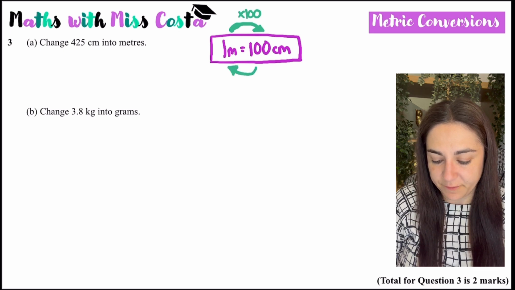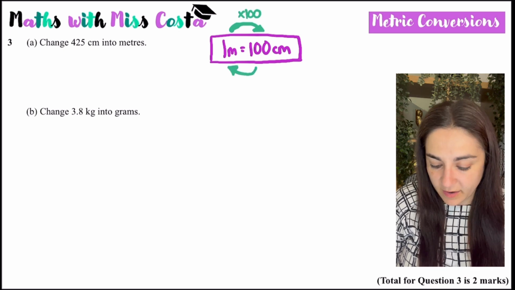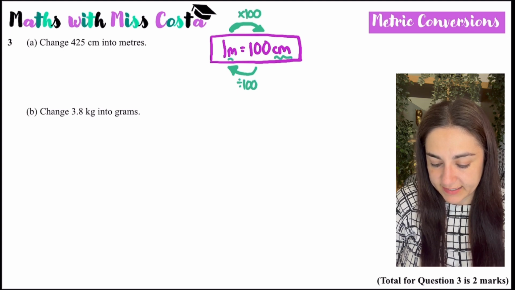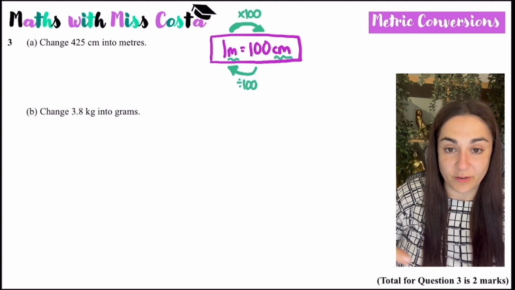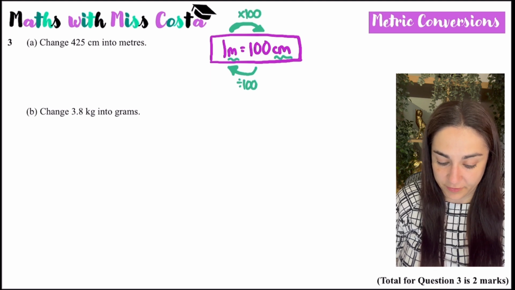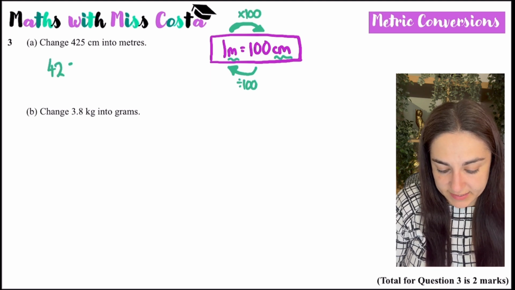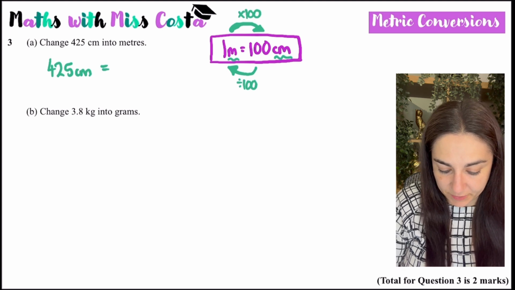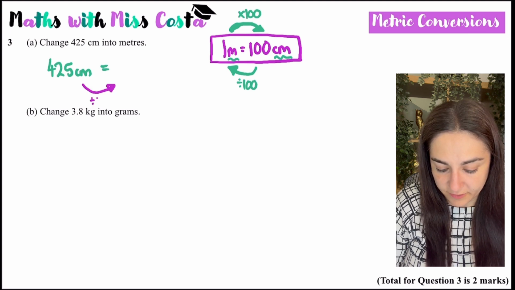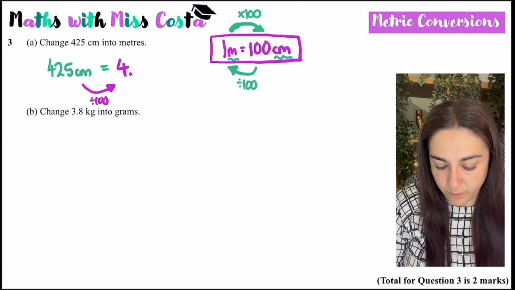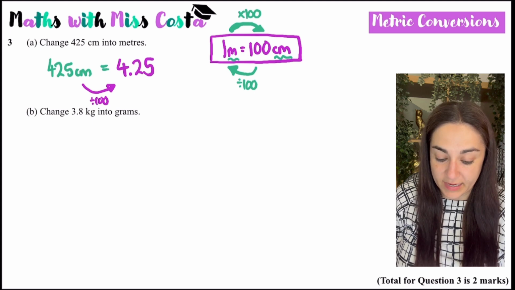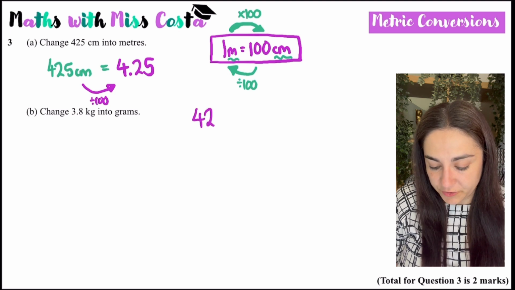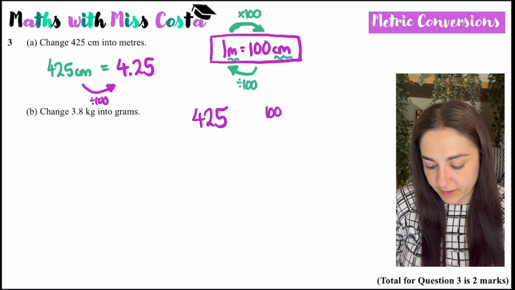And similarly, to get from 100 to 1, I'm dividing by 100. So if I wanted to get from centimeters to meters, I would go in the reverse direction and I'd have to divide by 100. So 425 centimeters into meters, I'm going to have to divide by 100, and that would be 4.25.